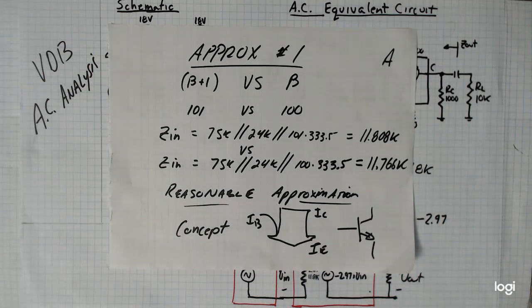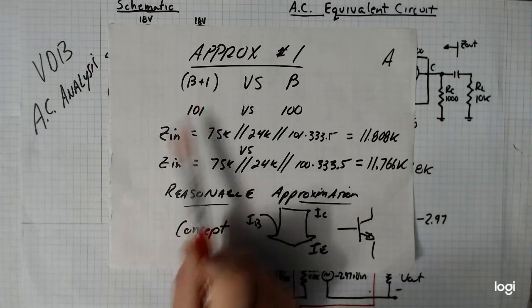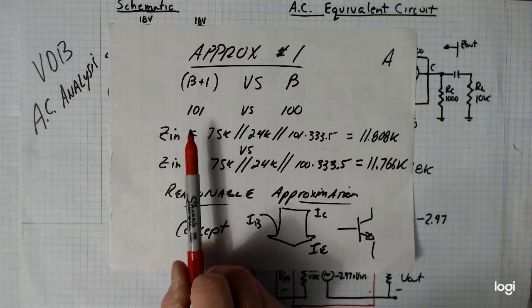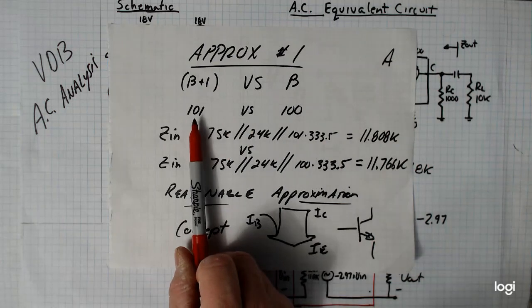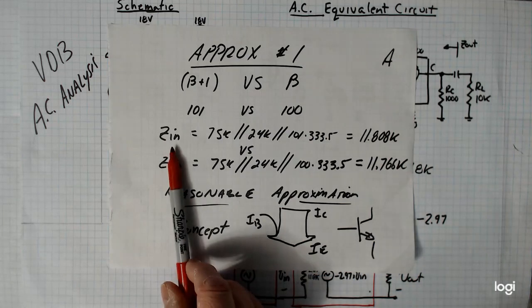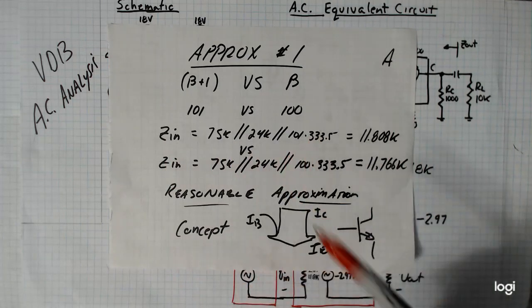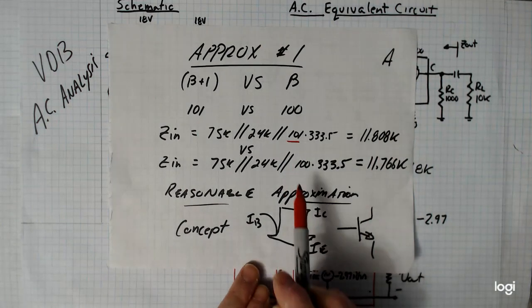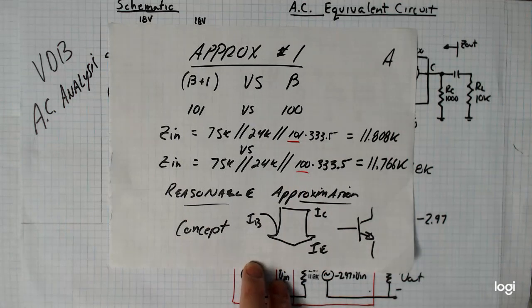Okay, so approximation number one. Beta plus 1 versus beta. Does this really make a difference? I always insist on saying beta plus 1. And the reality is, if beta is 100, the difference between 101 versus 100 is really an insignificant value. I do an example here. I say Zn, and I calculate it out using 101, and I came out with 11.8K. And then I calculated it out using beta of 100, and I came out with 11.8K. Maybe 50 ohms difference, like fourth digit down significance. So I'd say that's not really something that you need to be aware of.